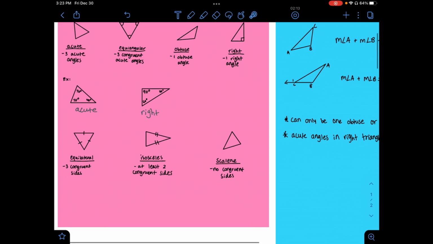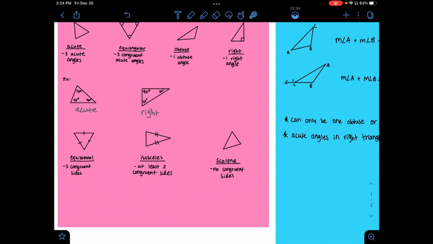Okay, our next 3 triangles are based off of their sides. The first 4 are based off their angles, and these 3 are based off their sides. An equilateral triangle is when all 3 sides of the triangle are congruent, so they're the same. An isosceles triangle is when at least 2 of the sides are congruent. So here, these 2 are congruent.